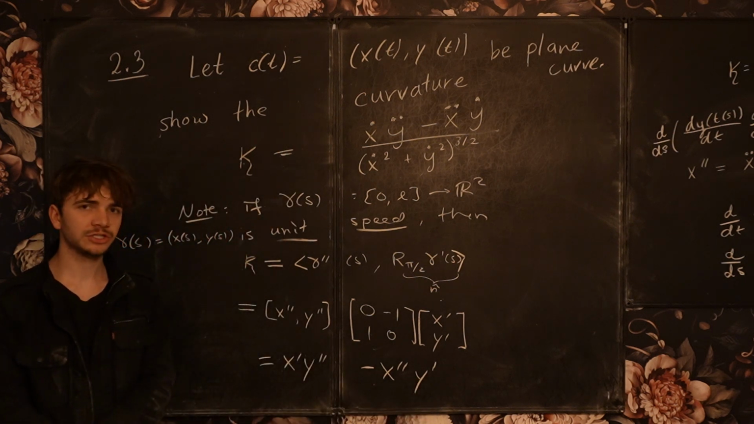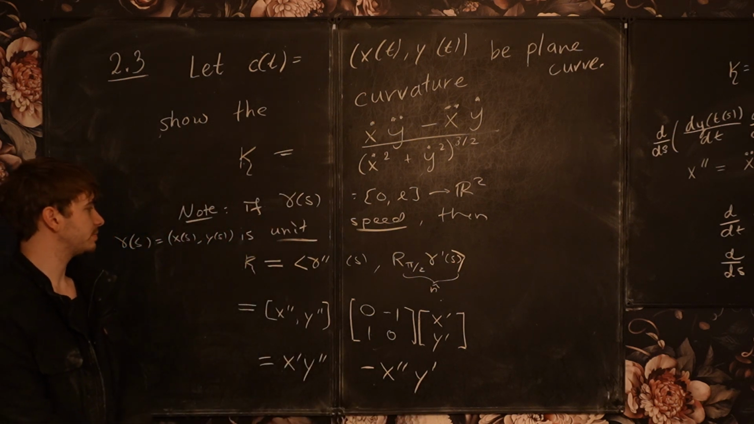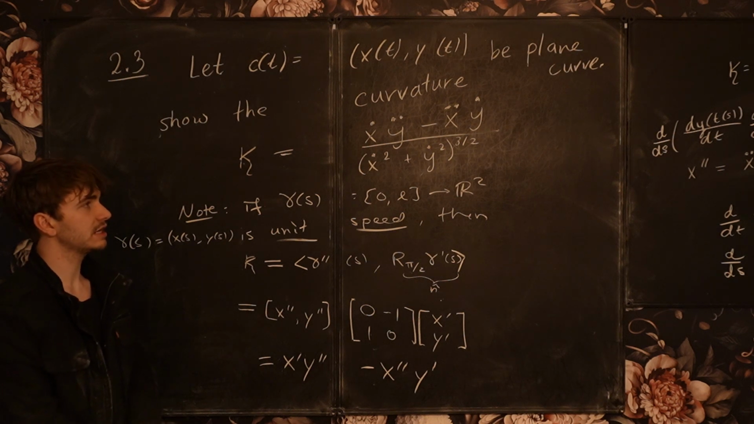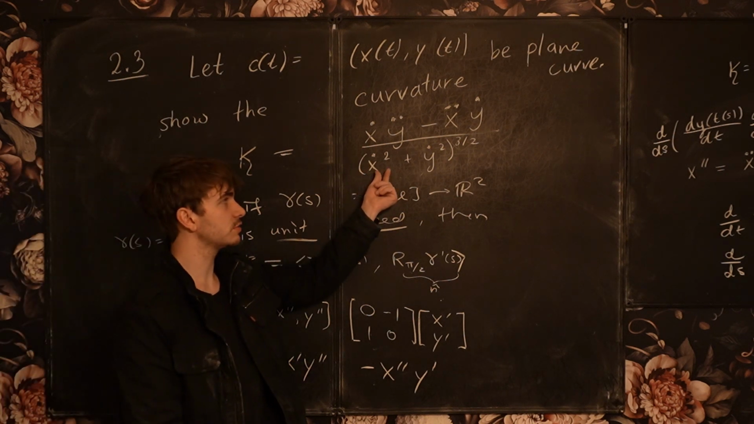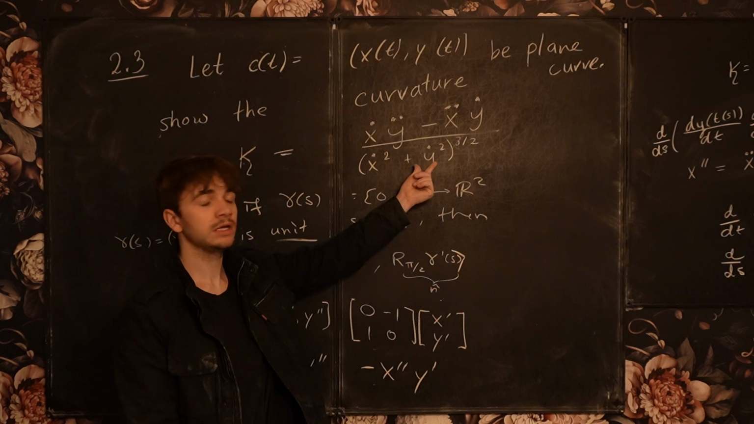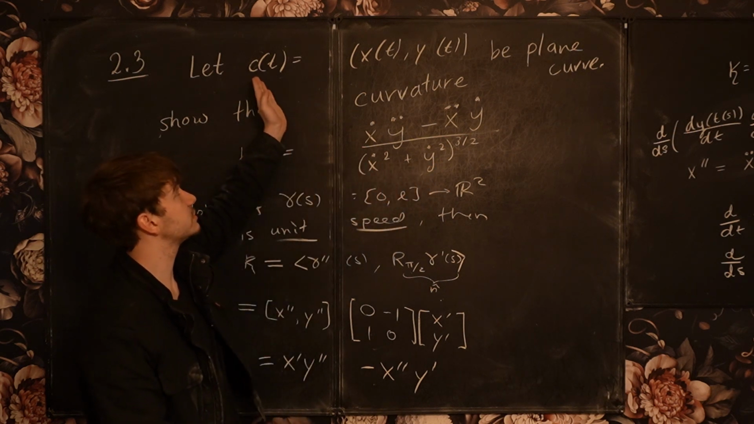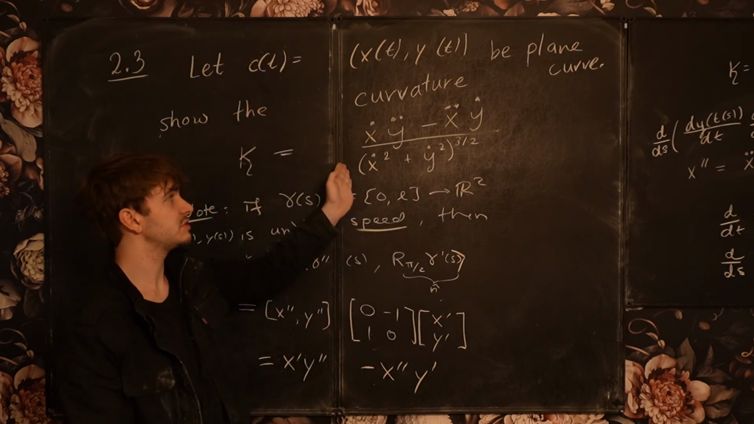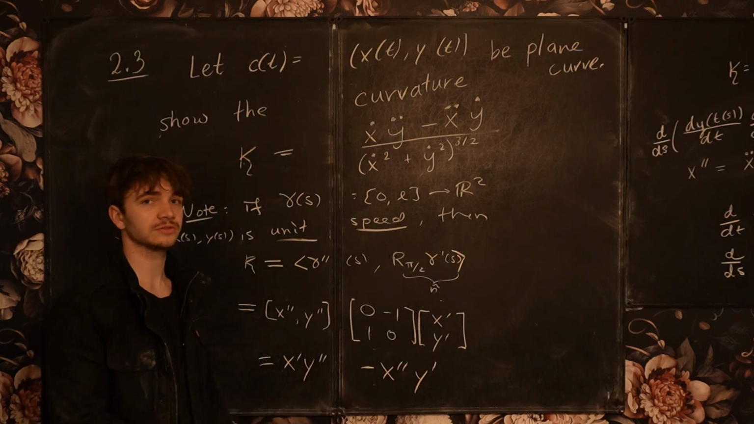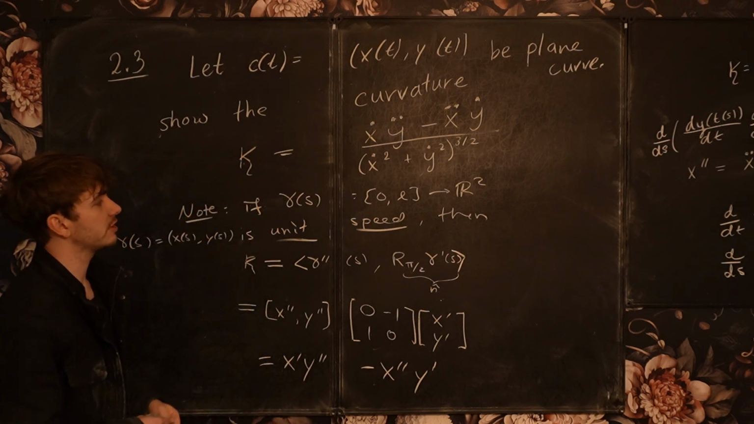So this is the curvature of a unit speed curve, and note that x dot squared plus y dot squared is going to be 1 if this curve is parameterized unit speed. So this actually directly agrees with this result. Okay. But now let's prove the theorem in general.